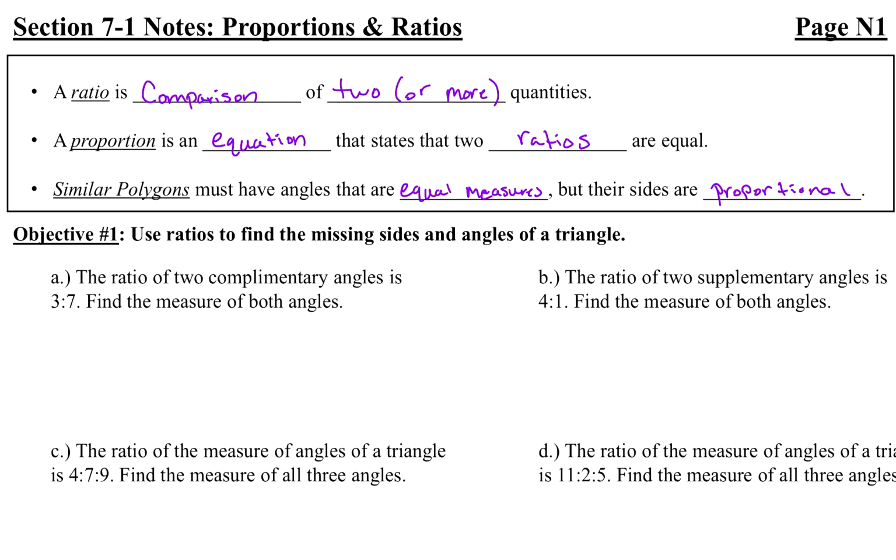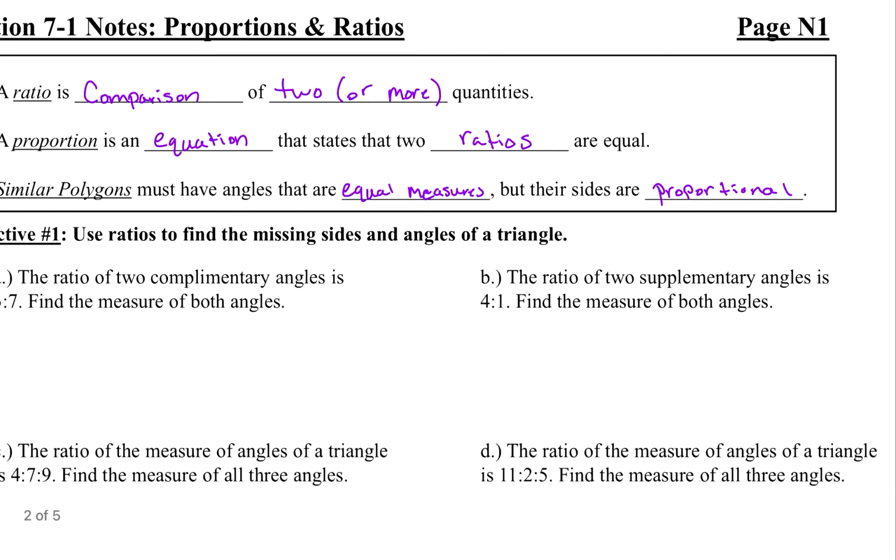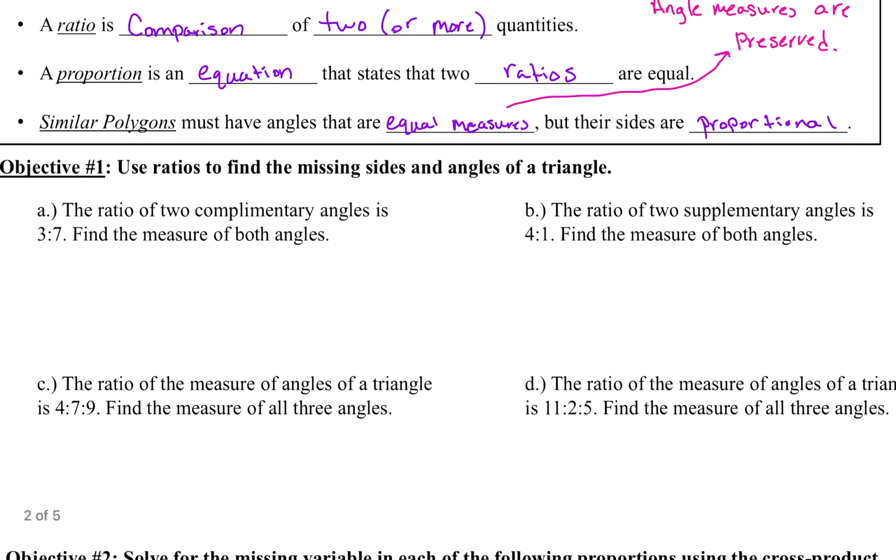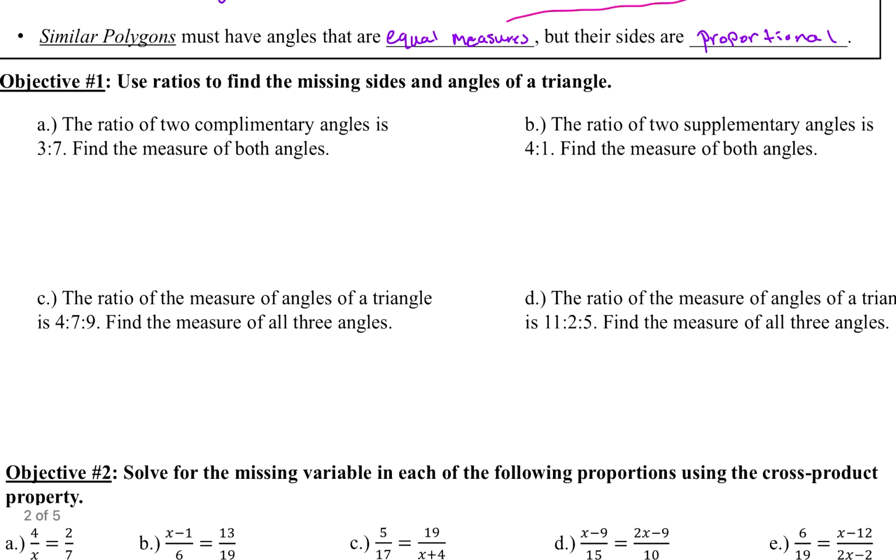Another important way of saying this, a very important phrase that they like to use, I'm just going to write it over here. Angle measures are preserved. That is another fancy way of saying the angle measures stay the same. So really important to know that phrase as well. Angle measures are preserved. So in objective 1, it's asking us to go through here and use the ratios to find the missing sides and angles of a triangle. So we have to take our knowledge of triangles here and use ratios to solve them. So we're going to kind of see how that works.